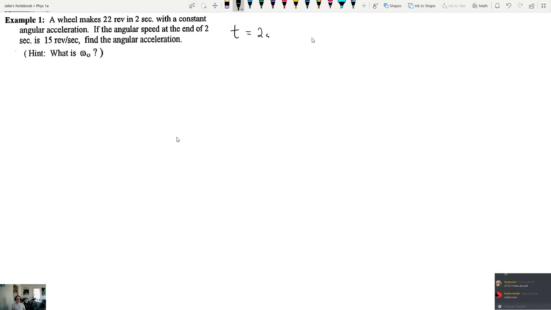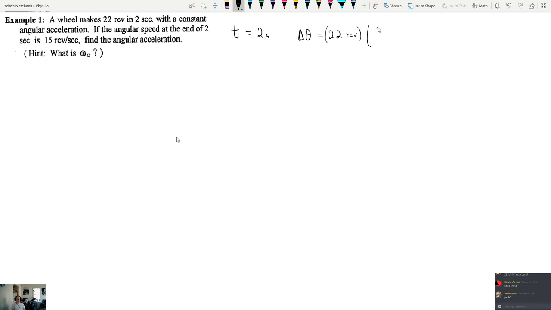Delta theta, that's right. So our angular displacement is going to be equal to 22 revs, but we don't really want to write it in revolutions. Let's write it in radians like we did before.